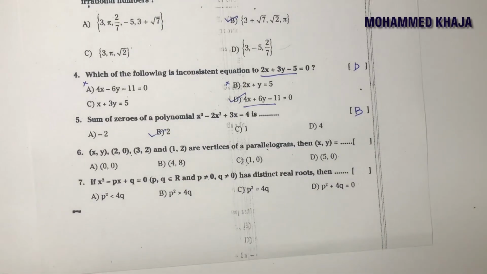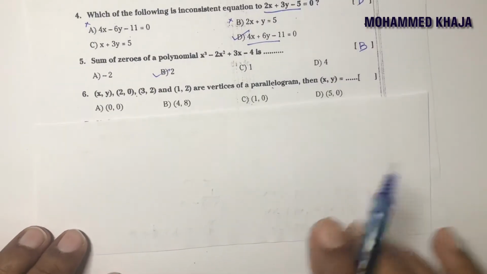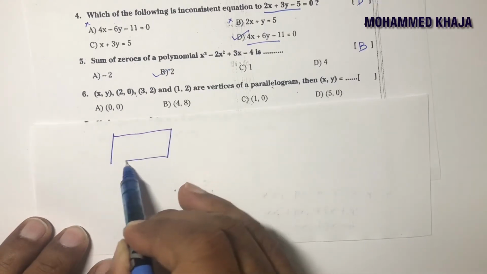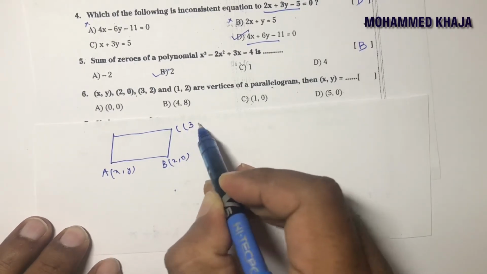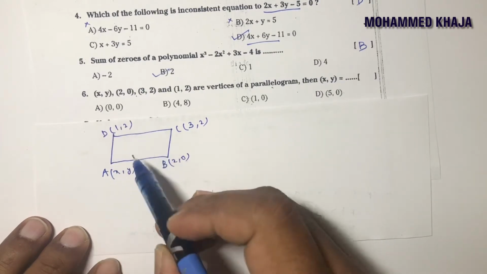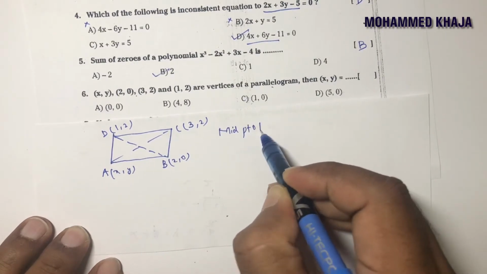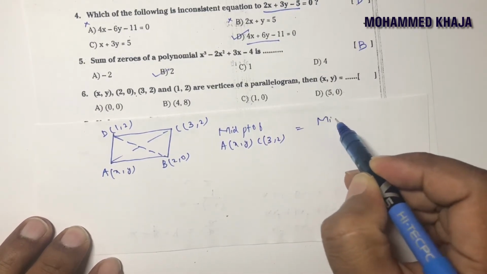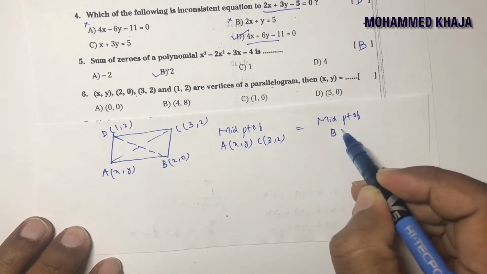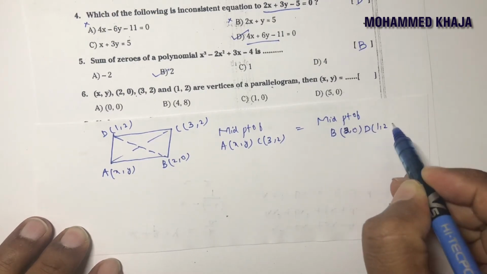Next one. Here these are the vertices of a parallelogram. As the vertices of a parallelogram, diagonals bisect each other. So what I'll do is draw the parallelogram. A is x comma y, B is 2 comma 0, C is 3 comma 2, D is 1 comma 2. Midpoint of AC equals midpoint of BD. Midpoint of B, B is 2 comma 0, and D is 1 comma 2.